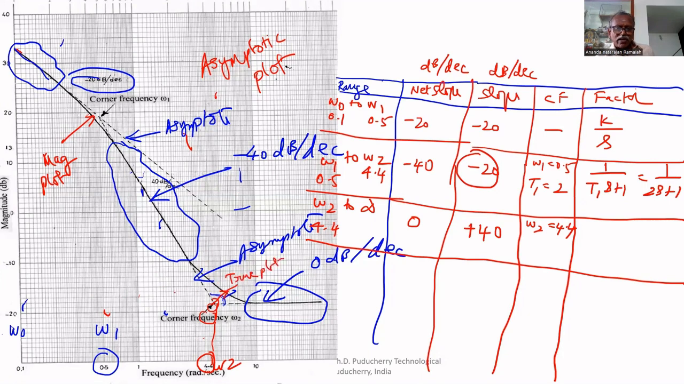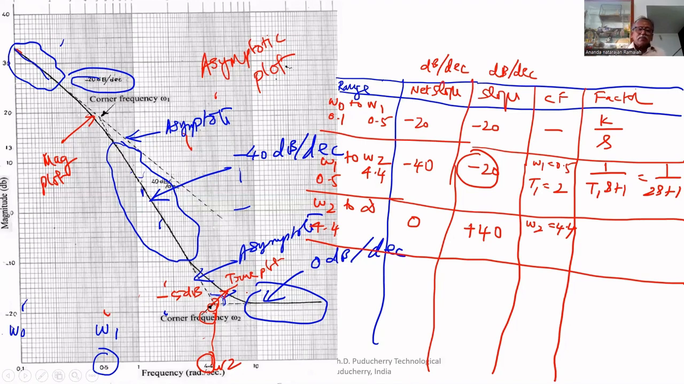The gap is about 5 dB. Minus 5 dB. The gap is minus 5 dB. So asymptotic plot minus actual plot will give the error, minus 5 dB. The error is negative. That's why it is an over-damped system. That's why repeated factor. Over-damped or critically damped system.